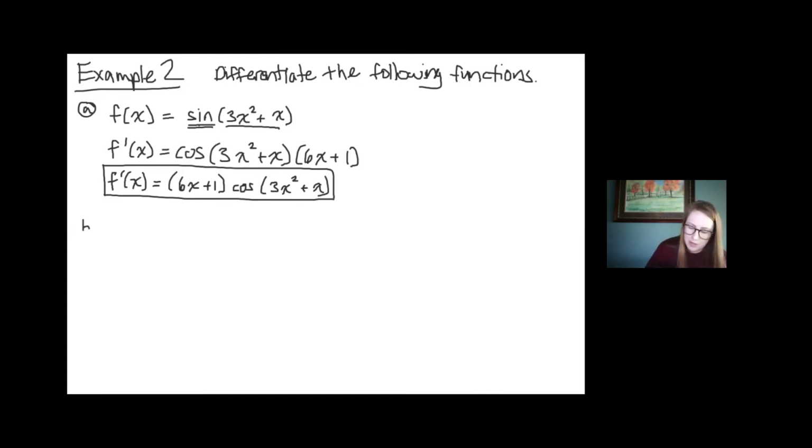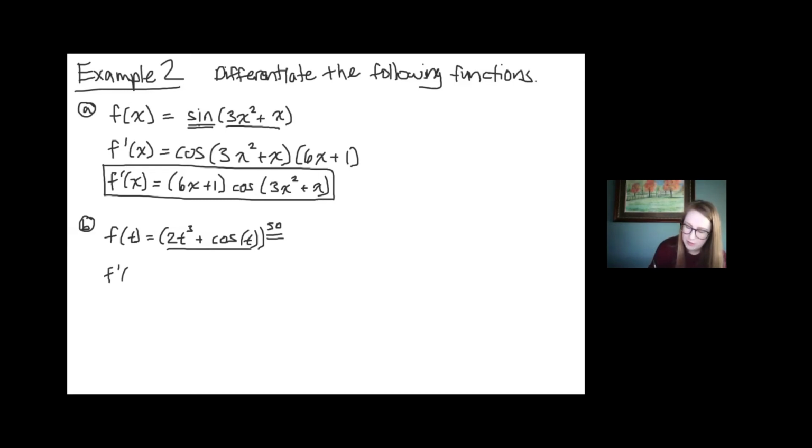Okay, but let's look at part B. We have a function f of t equals 2t cubed plus the cosine of t to the 50th power. All right, so the outside function would be this raised to the 50th power, and then the inside function is what's inside the parentheses here.